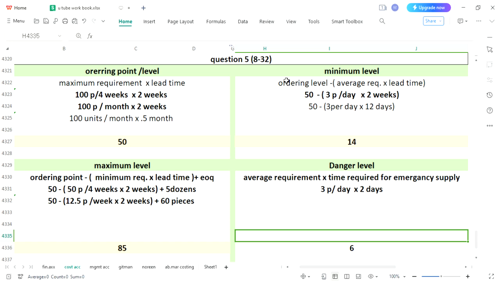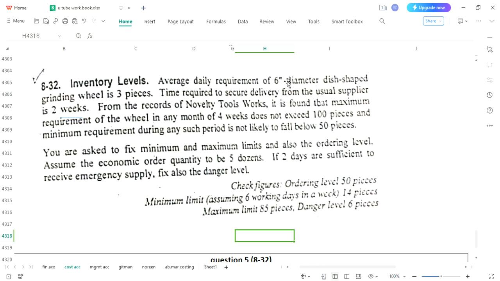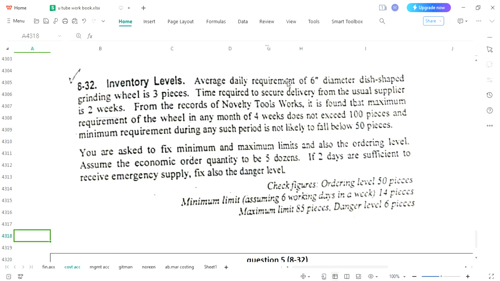8.32, or question number 5, has been completed. We will be meeting soon again for solution of any other question.